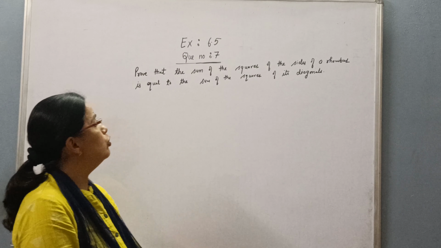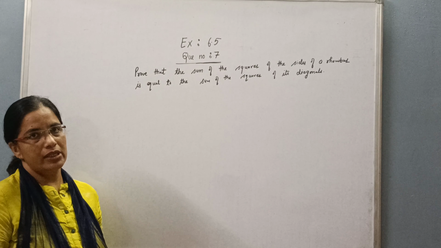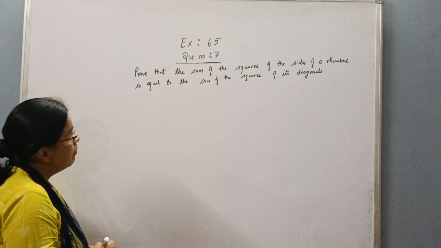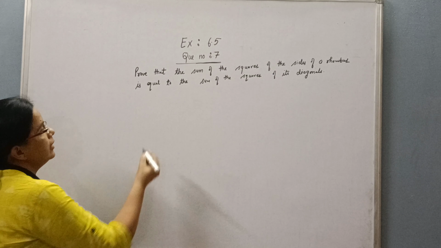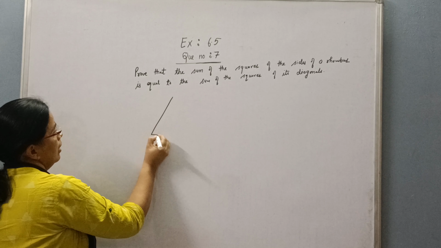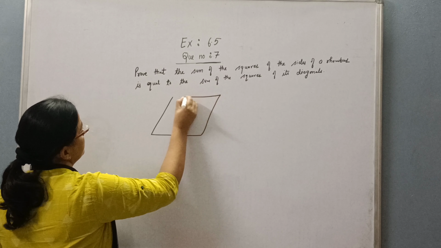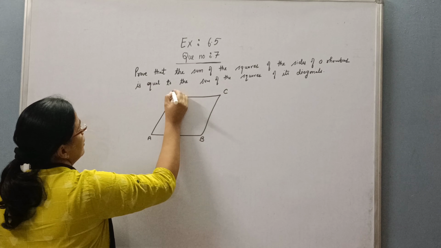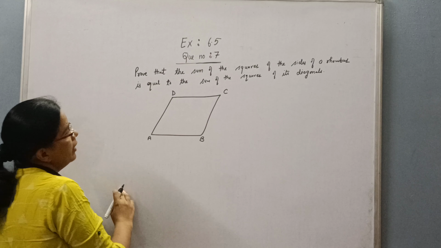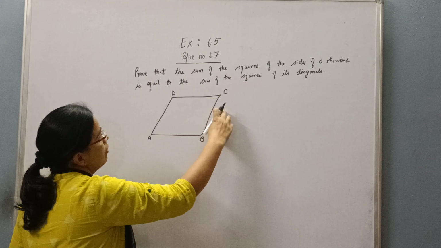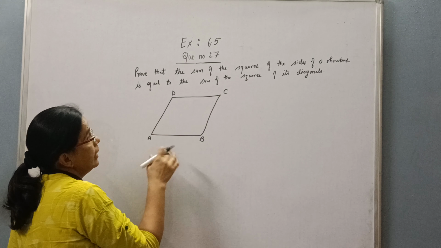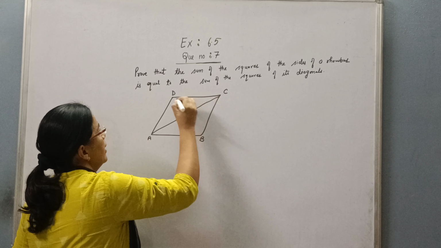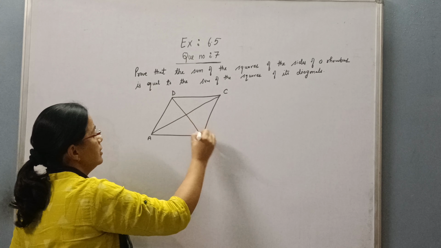Everyone. Today we will do question number 7 of exercise 6.5 and the question is: prove that the sum of the squares of the sides of a rhombus is equal to the sum of the squares of its diagonals. A rhombus ABCD is given to us. AC and BD are its diagonals.